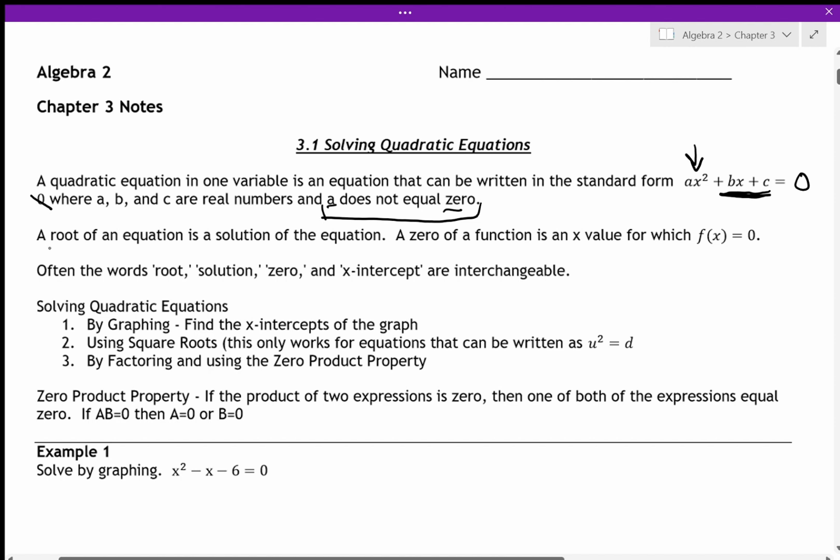Next up, we have a root of an equation is a solution of the equation. We've got a bunch of different words to describe a solution here. A 0 of a function is an x value for which f of x equals 0. So a 0 is an x-intercept. So right here we say often the words root, solution, 0, and x-intercept are interchangeable. Normally these two last words deal more with a graph, whereas the root and solution has more of the connotation of an equation, but all four can be used kind of together.